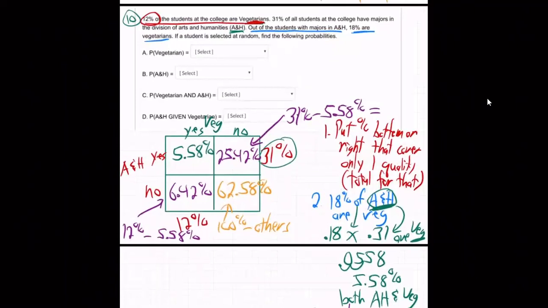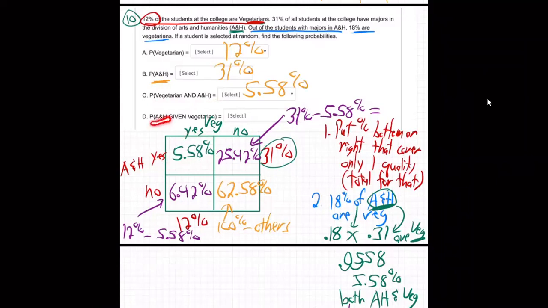Now we got all the boxes. Now we can answer the questions. What's the probability they're vegetarian? That's just vegetarian, yes, 12%. A and H, yes, 31%. Those are easy, just one quality. Now it gets trickier. Vegetarian and A and H, that's right here. That's yes and yes, 5.58%. It's that tricky one we had to figure out. They might have rounded it, 5.6%, I don't know.